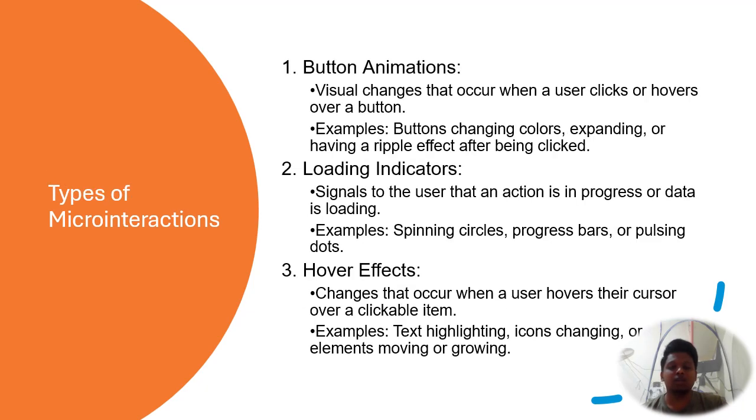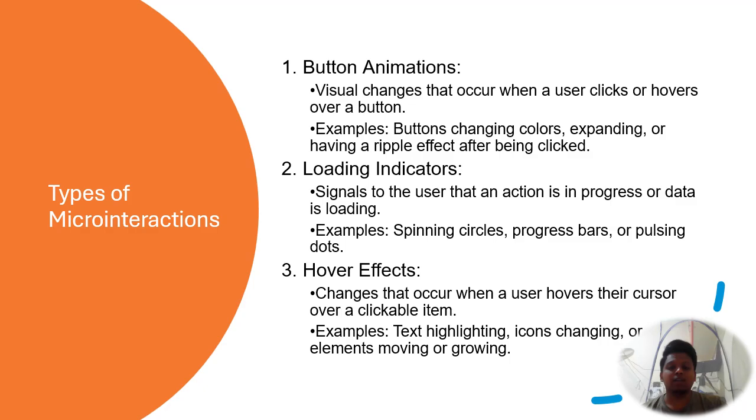Now let us look at the types of micro interactions. First one is button animation: visual changes that occur when a user clicks or hovers over a button. Example, a button changes color, expands, or has a ripple effect after being clicked. Loading indicators: a signal to the user that an action is being processed or data is loading. Example, a spinning circle, progress bar, or pulsing dots.